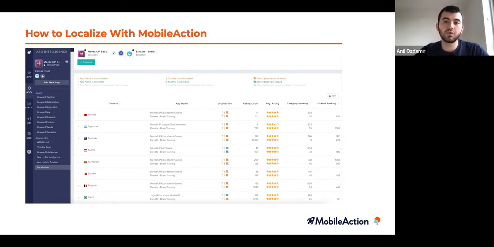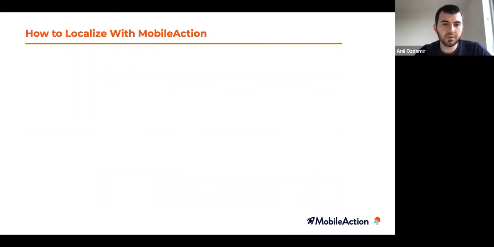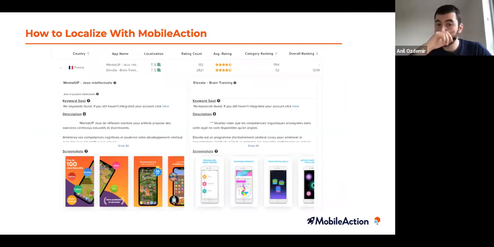You can also look into rating counts, which show how popular your competitor's app is in any specific country, and average ratings, category rankings, and overall rankings. If we jump into the next presentation, there is also detailed information available. If you click on a specific country, as you can see here, we took a deeper look at France. Mental App is properly localized in France. Their title, subtitle, and description, and also their screenshots, are properly localized.